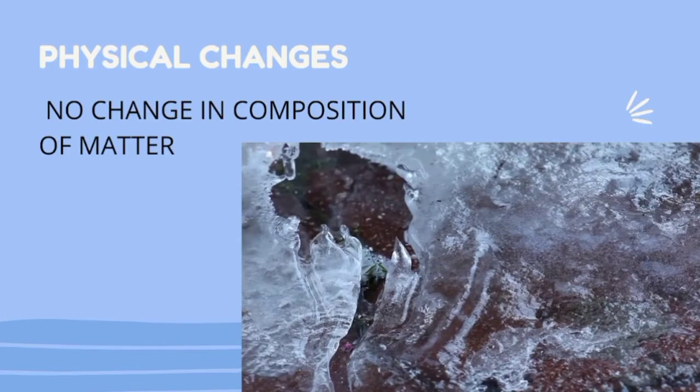So when we talk about physical change, there is no change in the composition of matter, meaning to say there is no formation of a new substance. Okay, so one example of this is the change in the state of matter. Okay, so what are the states of matter? The liquid, the solid, the gas, and the plasma. Okay, so when matter changes from one state to another, it only undergoes physical change because there is no change in the composition of that particular substance.